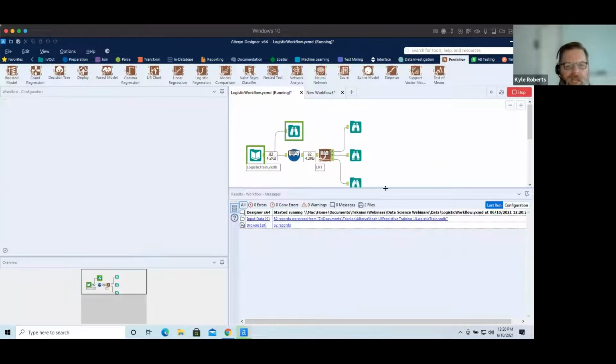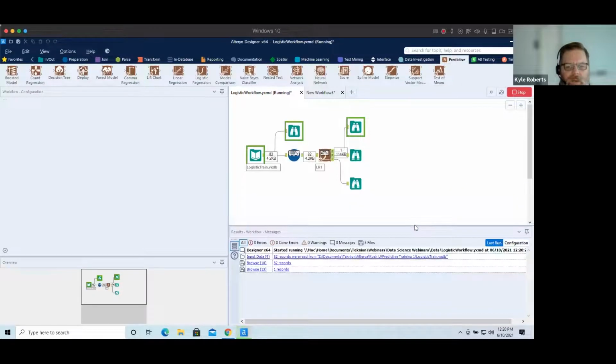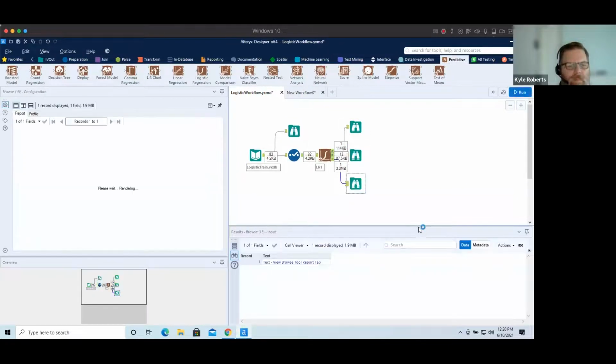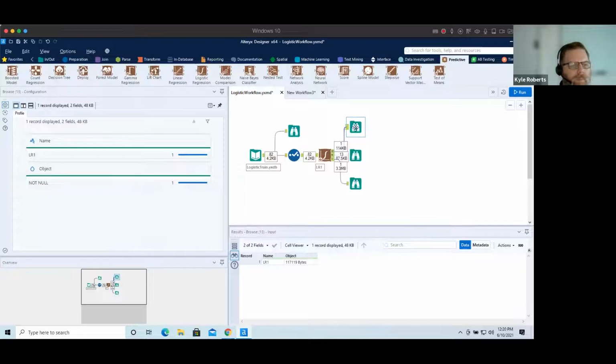It'll take just a second. This is running inside of R, so it just has to spin up an instance of R, and then we'll get our results here. All right, I'm going to start from the top and work down. The first part, this top O, is the object that's passing through from R into Alteryx. When we score models later on, this output anchor is what we're going to use.